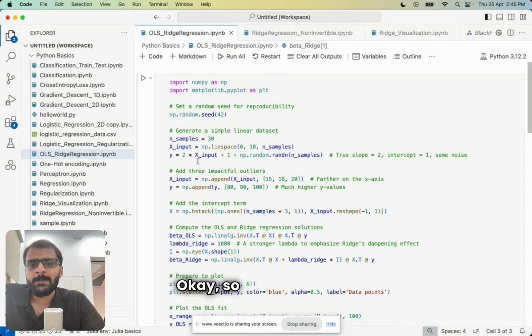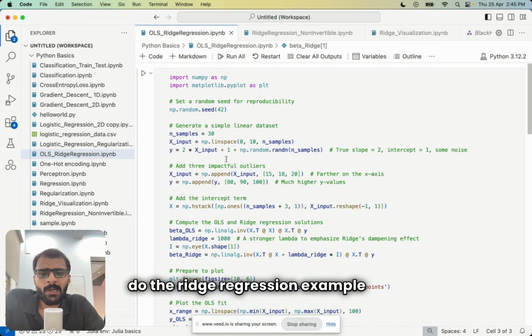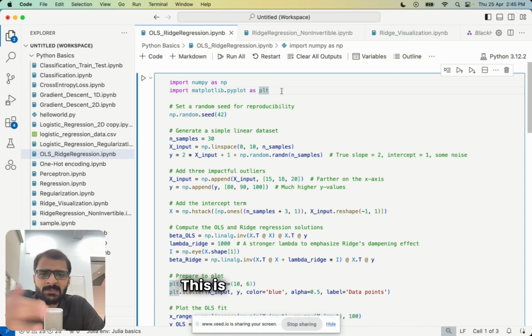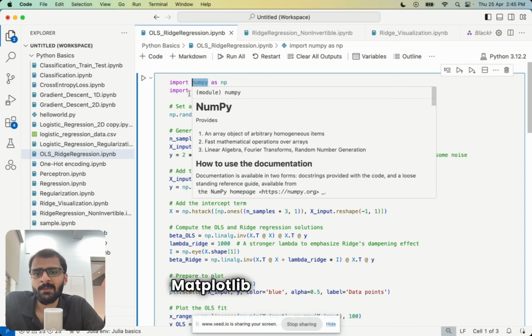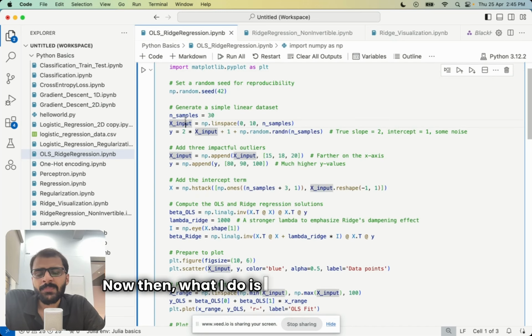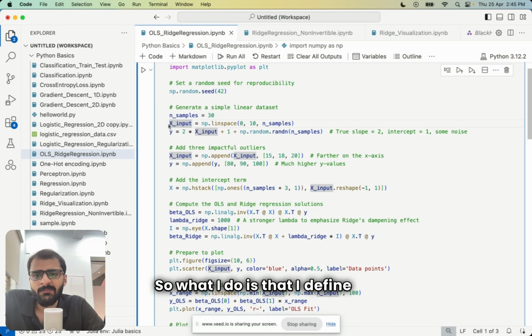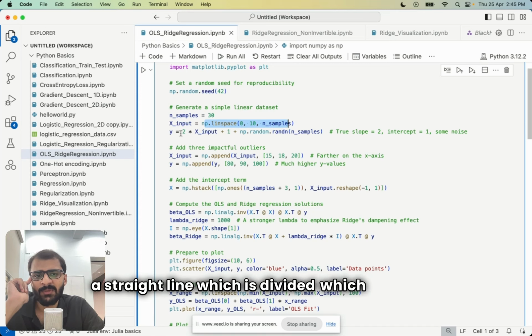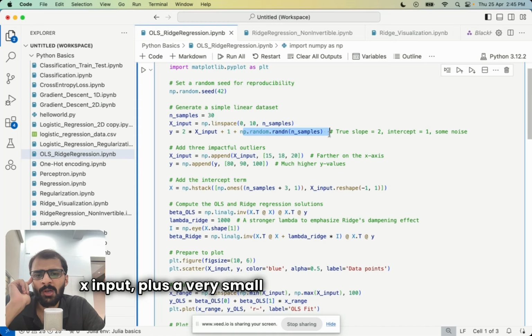Okay, so we are going to do the ridge regression example now, and let me show you how I have constructed this problem in Python. First, I have imported the packages, which is NumPy and matplotlib. This is pretty standard now. NumPy is for scientific computing, matplotlib is for plotting. Then, I'm creating the data set now. So what I do is that I define the X input and then I define the Y input. So you will see that 10 points here are along a straight line, which is 2 into X input plus a very small amount of random noise.